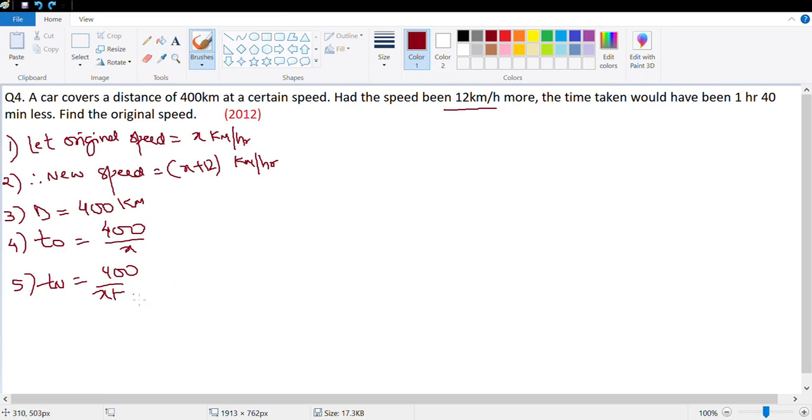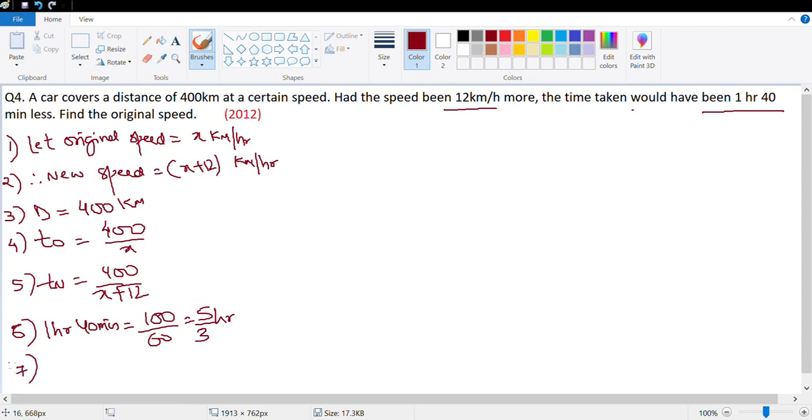x plus 12. Let me rewrite it. x plus 12. Let's read the relationship. Had the speed been 12 km more, the time taken would have been 1 hour 40 minutes less. So let's convert 1 hour 40 minutes into hours. 1 hour 40 minutes is equal to 100 upon 60, which is 5 upon 3 hours.